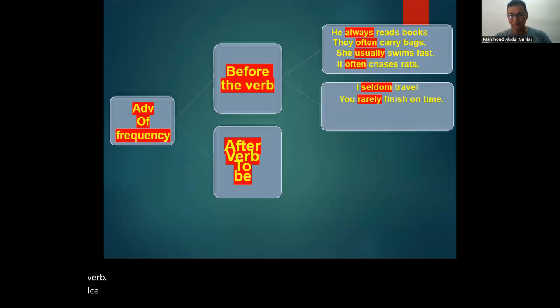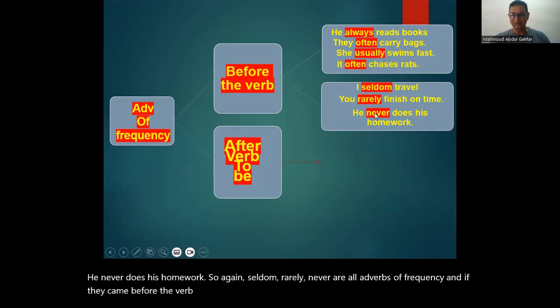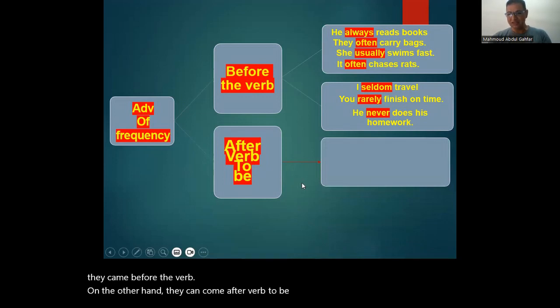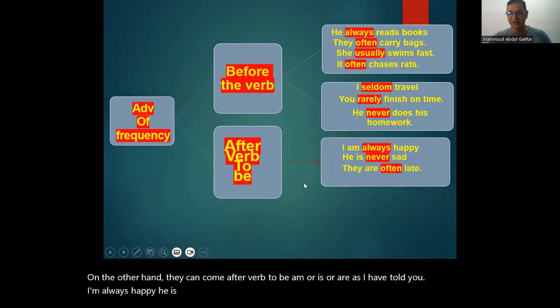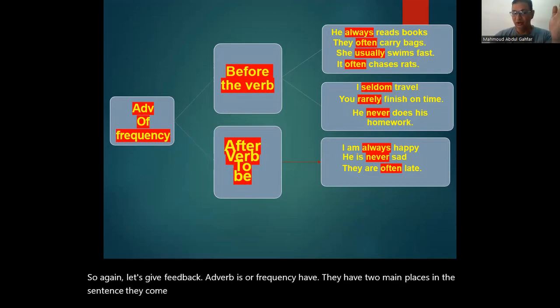I seldom travel. You rarely finish on time. He never does his homework. So again, seldom, rarely, never are all adverbs of frequency and they come before the verb. On the other hand, they can come after verb to be, am or is or are, as I have told you. I'm always happy. He is never sad. They are often late. So again, let's have feedback. Adverbs of frequency have two main places in the sentence. They come before the main verb or they come after verb to be. Is it clear?